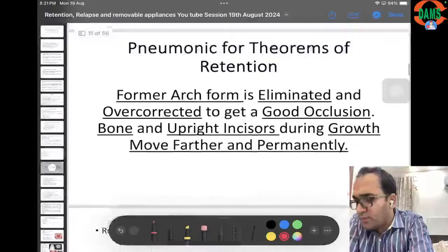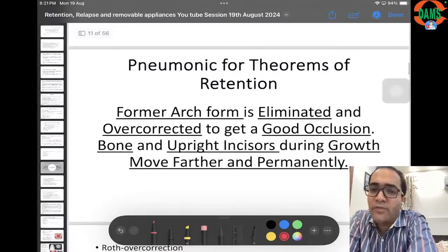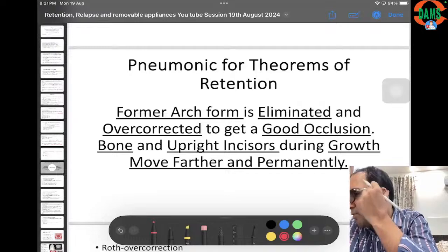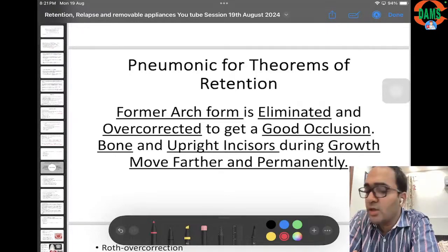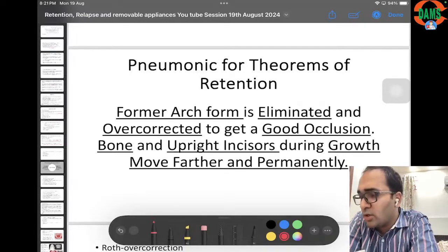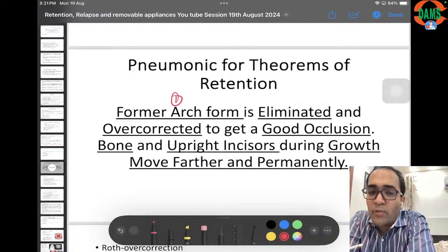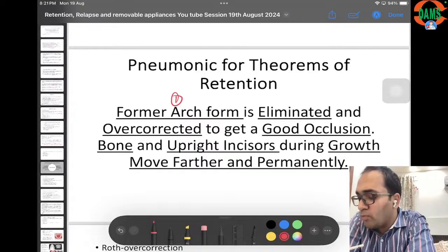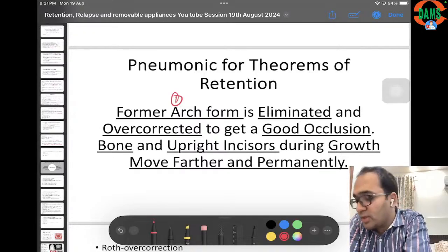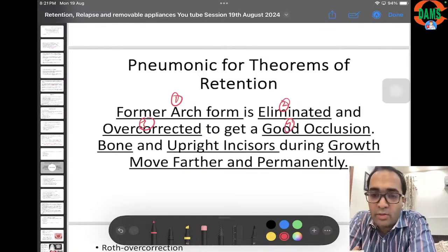Coming to the question which a student has asked, that is a mnemonic for remembering this theorem, because n number of times it has been asked in NEET and INI exams: match the following, or identify which theorem is this. So this is a mnemonic which I have made. Former arch form, that is the first, is eliminated and overcorrected to get a good occlusion. Bone and upright incisors during growth move further and permanently. So these are the 9 theorems which I have summarized in one sentence for you to remember.